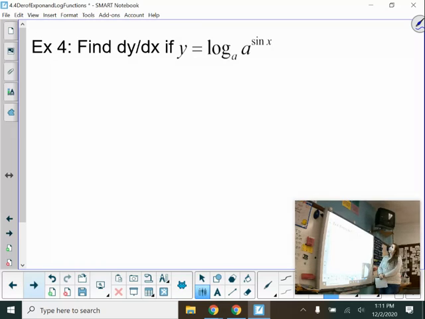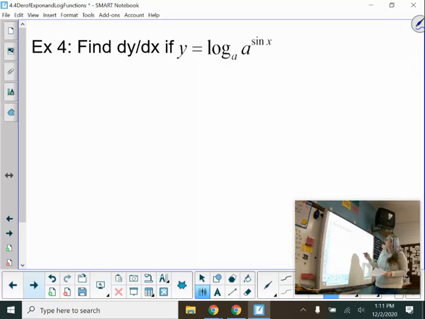Okay, so then we have this interesting example. We're finding the derivative if y is equal to the log base a of a to the sine of x power. And this is going to be an example of why it's important to simplify using your logarithm rules before you do any type of derivative process. So I'm going to work this out the traditional way first, and then go back and show you a shortcut.